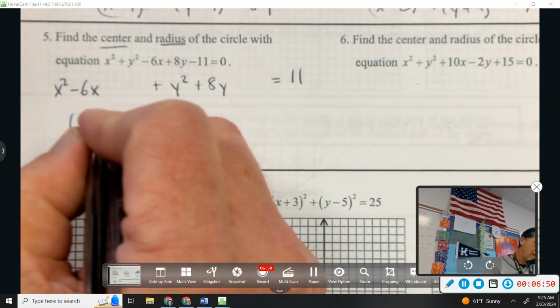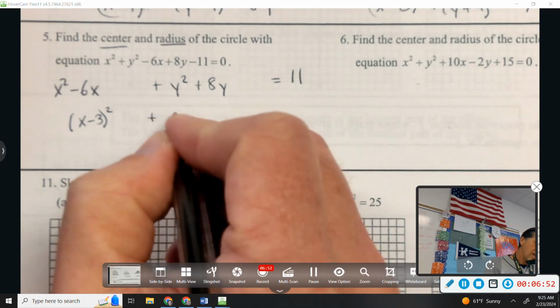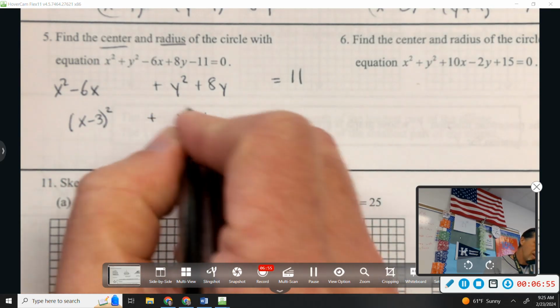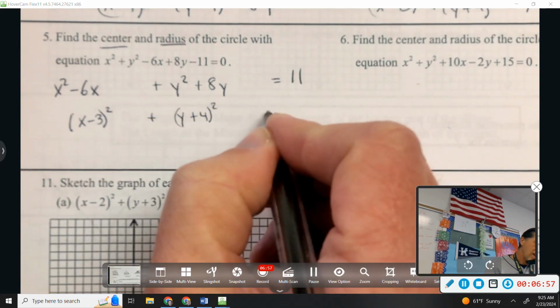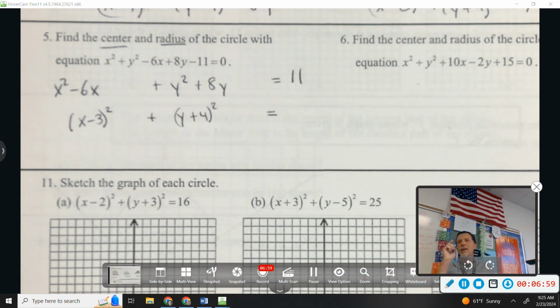Then you add the non-x and non-y terms and put them to the other side. Okay. Yes, it's b over 2. Just b over 2 is the factor.